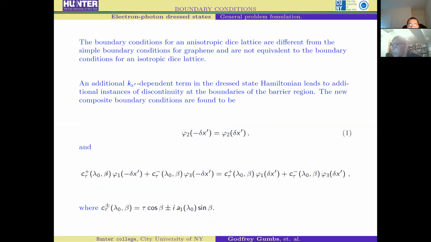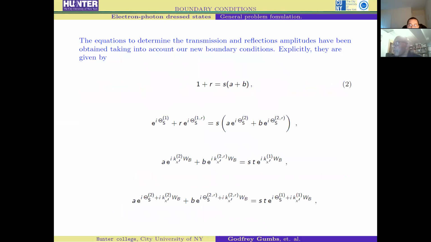So here we have to match the wave functions. Briefly speaking, we have to match the wave functions, and we also have to look at what happens to the wave function itself as you cross the interface. In that case, one finds the following. So these are the boundary conditions.